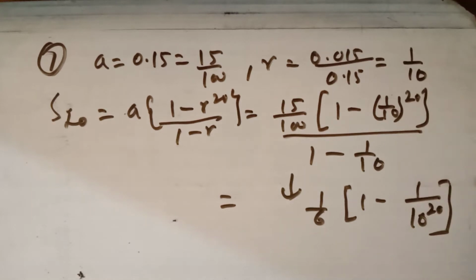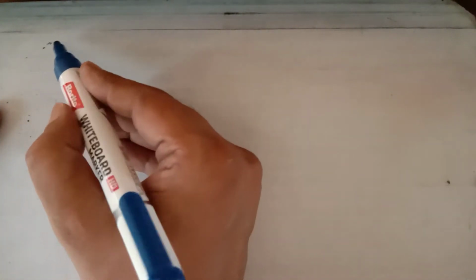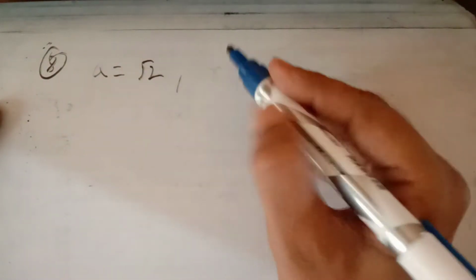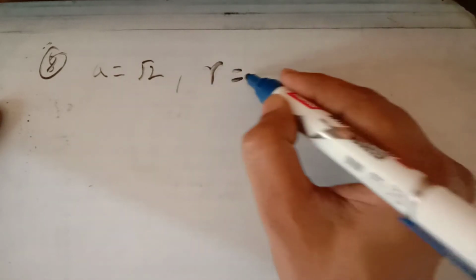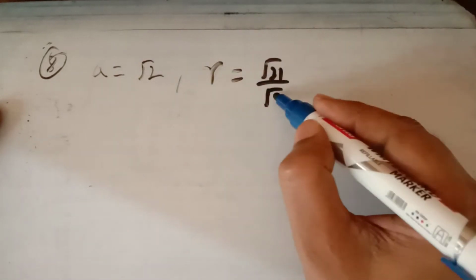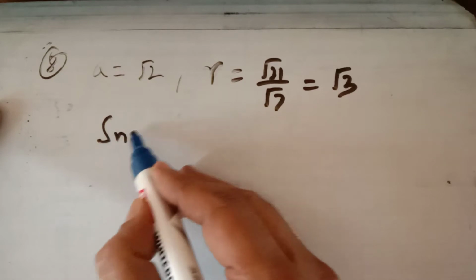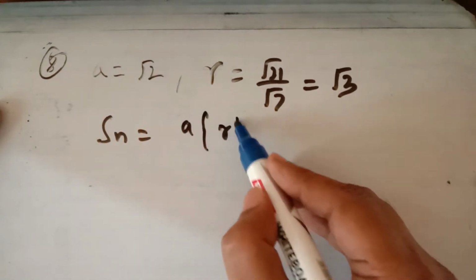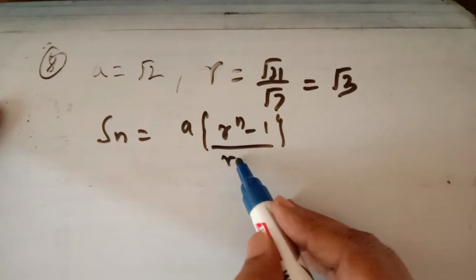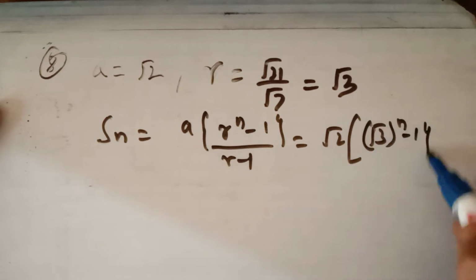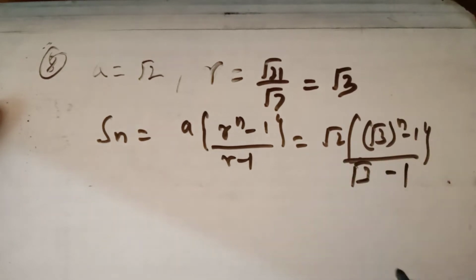Now in question number 8, you have to find the sum of n terms. If you see this progression, the first term here is root 2, and the common ratio is obtained by dividing the second term by the first term, which is root 3. The sum of the first n terms will be given by the formula a(r^n - 1)/(r - 1). It will be root 2 ((root 3)^n - 1)/(root 3 - 1), which will be the sum of this geometric progression.